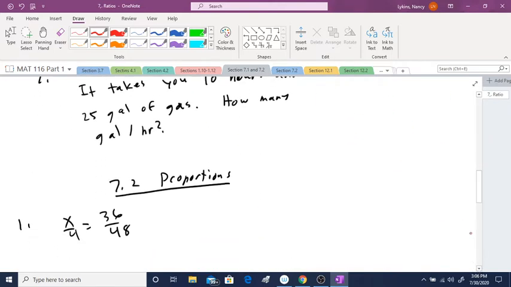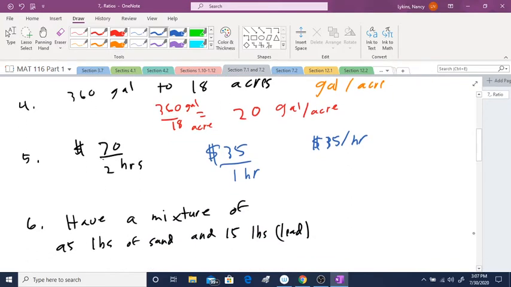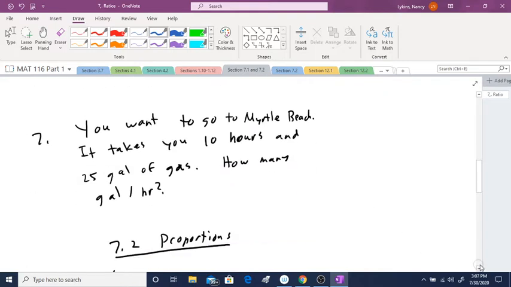Okay. Next example is what about $70 in 2 hours? Well, we can reduce that to $35 over 1 hour, or in other words, it's $35 per hour. At any point of this, remember you can always pause it, go back, review it as many times as you want. Okay, say if you have a mixture of 95 pounds of sand and 15 pounds of lead.